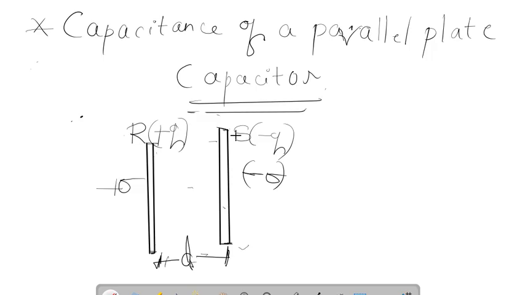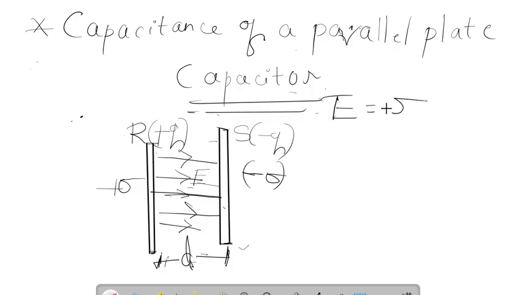Okay, the electric field in between the plates is given like this. Electric field E. Now suppose the electric field between the plates is given by sigma divided by epsilon naught. This is equation number 1.